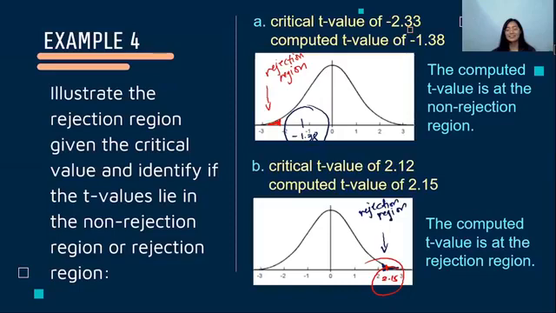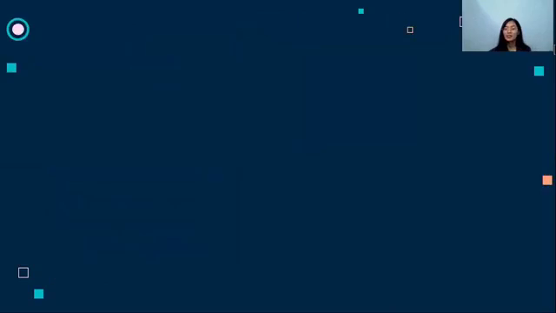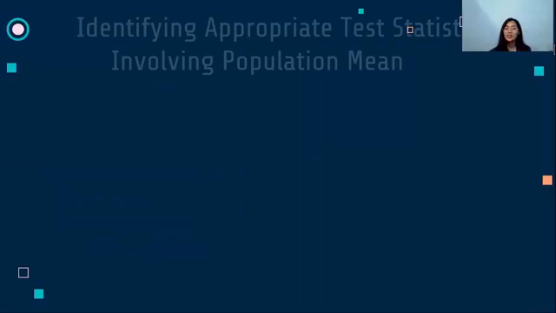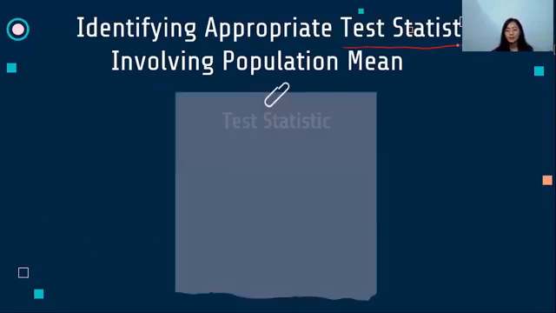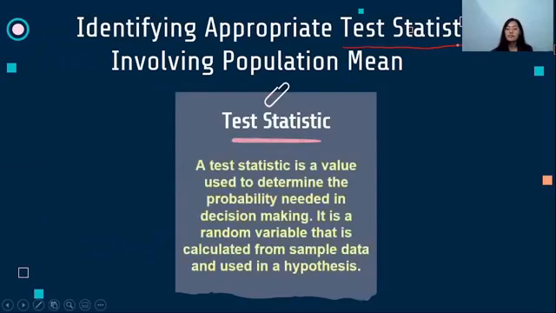Let's have the last part of our discussion, which is identifying appropriate test statistic involving population mean. Okay, so let me define first this test statistic. It is a value used to determine the probability needed in decision making. It is a random variable that is calculated from sample data and used in a hypothesis.